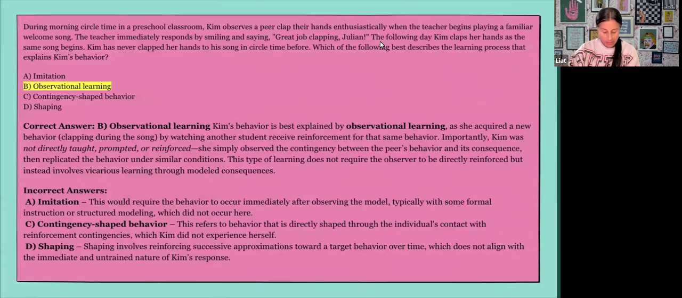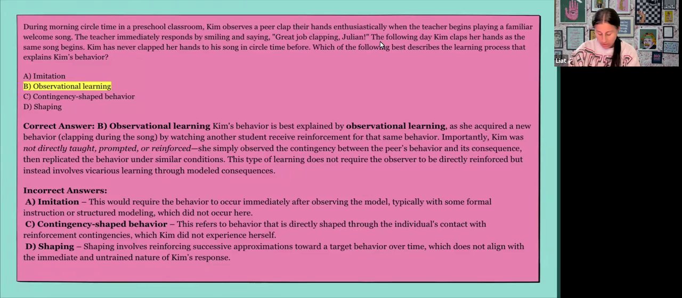Okay, our correct answer here is going to be observational learning. During morning circle in the preschool classroom, Kim observes a peer clapping their hands enthusiastically when the teacher begins playing a familiar welcome song. The teacher immediately responds by smiling and saying, "Great job clapping, Julian." The following day, Kim claps her hands as the same song begins. Kim has never clapped her hands to this song in the circle time before. Which of the following best describes the learning process that explains Kim's behavior?